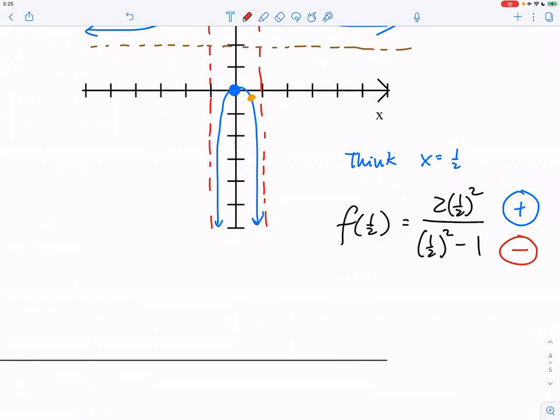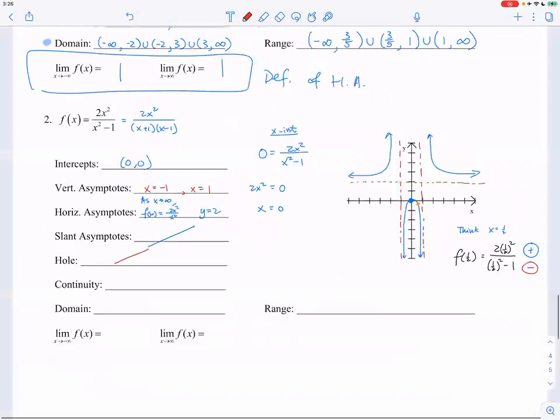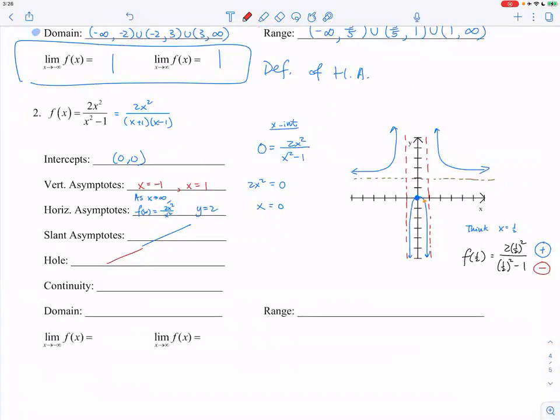So whenever you are skeptical, you question yourself, it's very simple. Just pick a number. Because remember that the graph is a reflection of all the function values. When in doubt, find a number, show it to yourself.